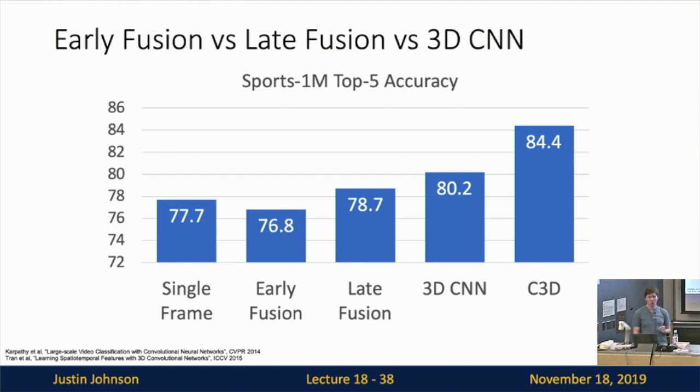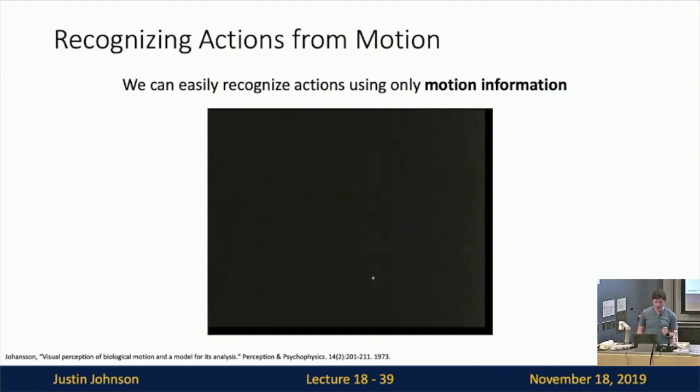To motivate why representing motion might be a good idea, it's interesting to realize that humans can recognize a lot using only motion. With just three moving dots, you have some sense of what's going on in this video sequence. Anyone want to guess what's going on there? This one's super clear. That's definitely a person walking.